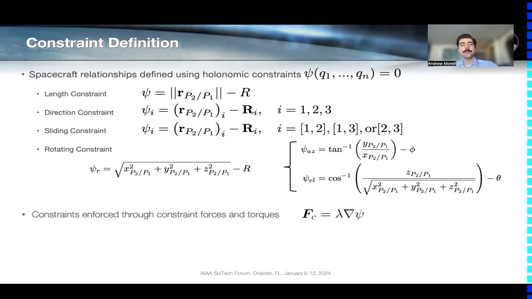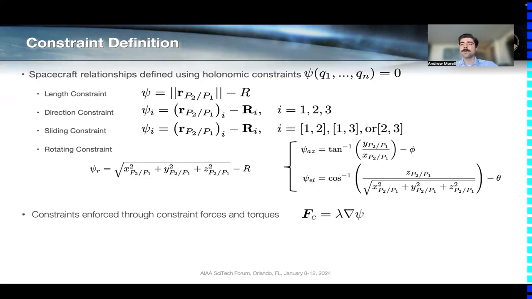Now, how we actually apply these holonomic constraints to the spacecraft is through forces and torques, and we do that using a Lagrange multiplier method, in which we take the gradient of our constraint, which ensures that the direction of this force is only applied in such a way that it maintains the constraint to be satisfied, but doesn't apply any undue forces or torques on the spacecraft. And we scale that by a Lagrange multiplier, which you could technically solve for analytically, but would find yourself in just as difficult of a situation as analytically solving for a single spacecraft model.